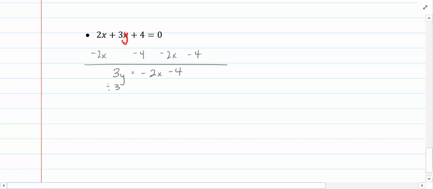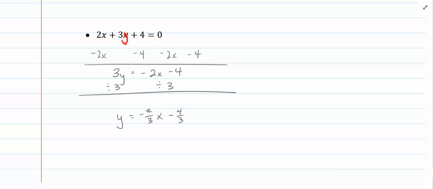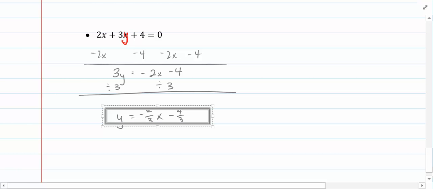Then I will divide both sides by 3, and that'll leave me with y by itself. Negative 2 divided by 3, we can't really simplify that, so I'll call it a fraction, negative 2/3 x. And negative 4 divided by 3 can't be simplified either, so we'll call that a negative 4/3. And this would be perfectly fine for a final answer. y is equal to negative 2/3 x minus 4/3.